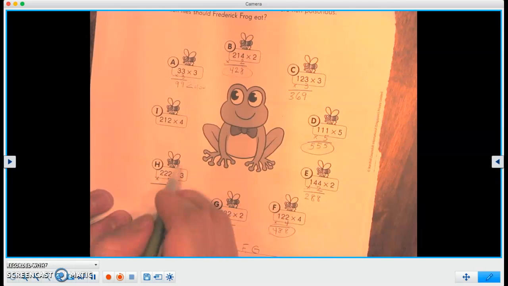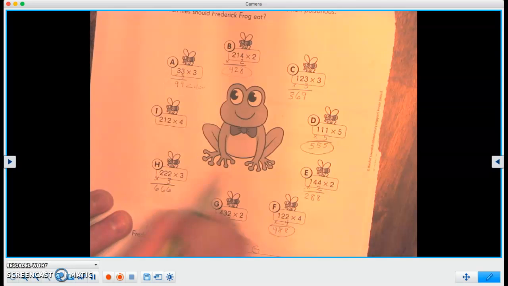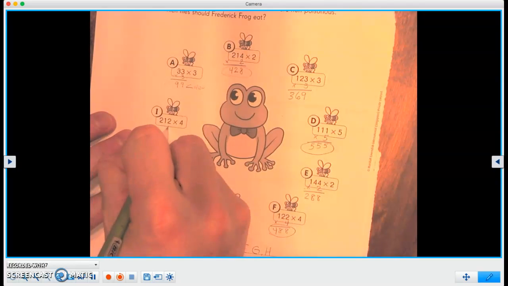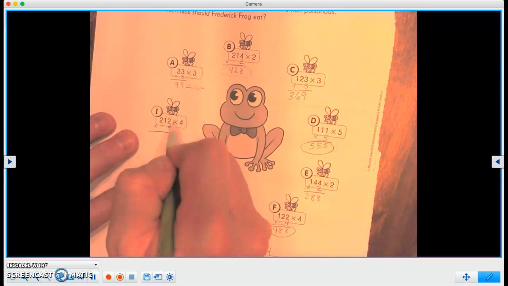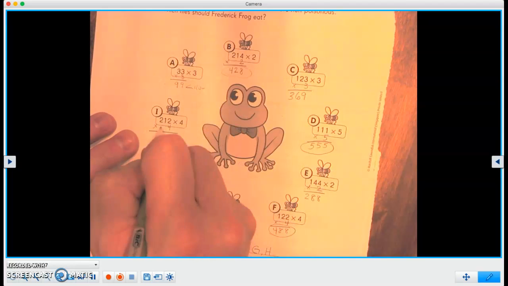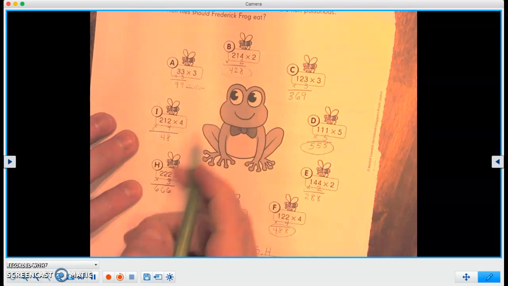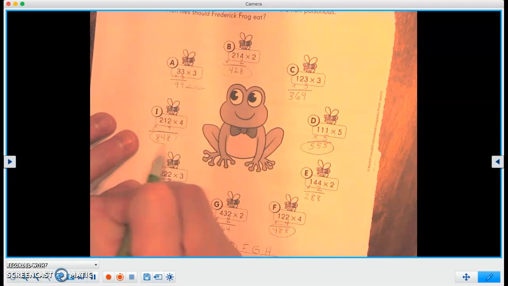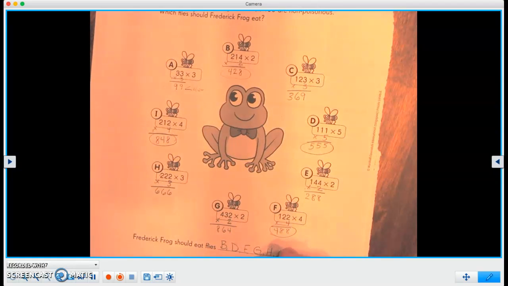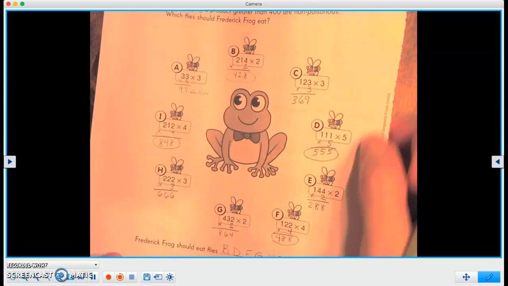Let's look at fly H. 2 times 3 is 6. 2 tens times 3 is 6. And 2 hundreds times 3 is 6. Fly H will also be on there. And here we go, fly I. 2 times 4 equals 8. Then go to the tens column, so 1 times 4 equals 4. And to the hundreds, 2 times 4 equals 8. And that is also definitely over 400. And there are the flies that would be non-poisonous, so Freddy Frog can gobble those ones up.